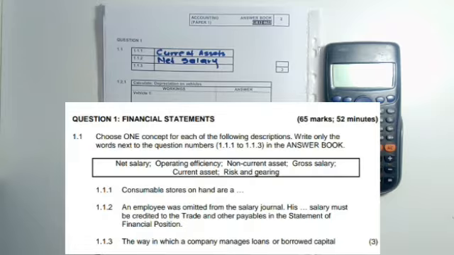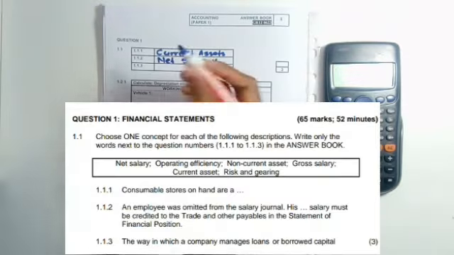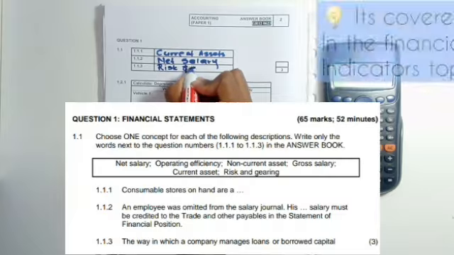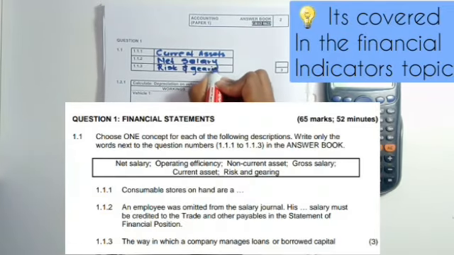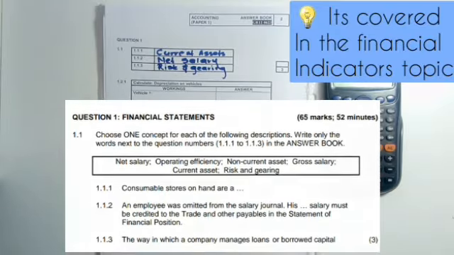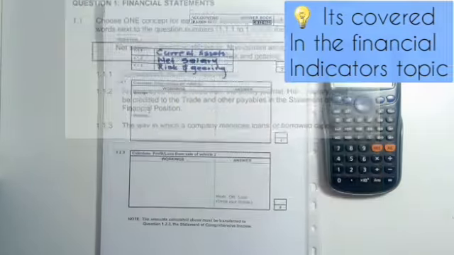Then 1.1.3, the way in which a company manages loans or borrowed capital. The way we manage loans or borrowed capital, that's what we call risk and gearing. Risk and gearing, if you have seen this term before, just means how are we able to pay for the loans that we take?